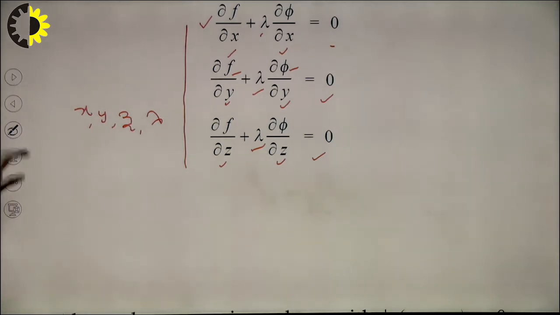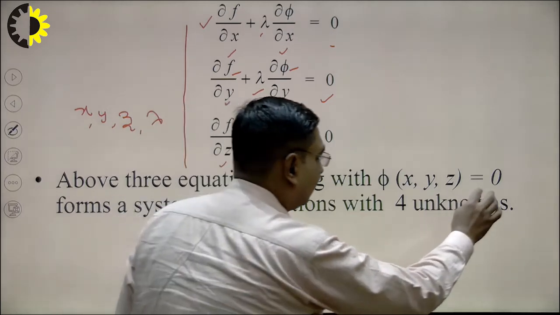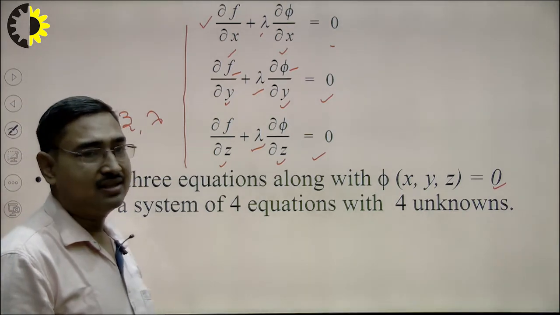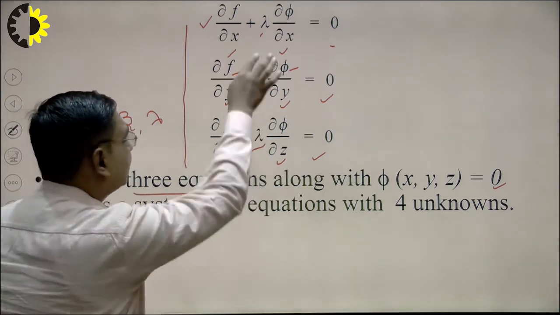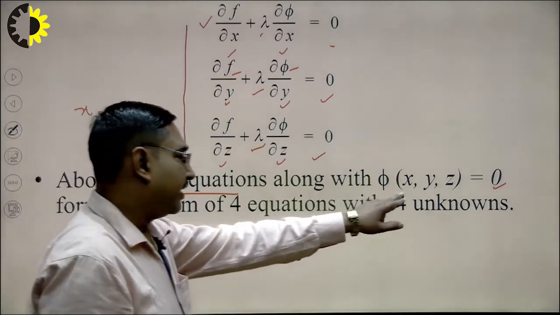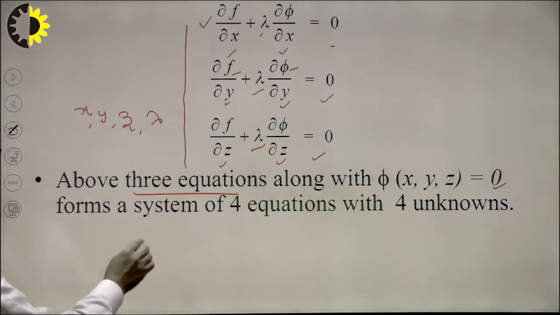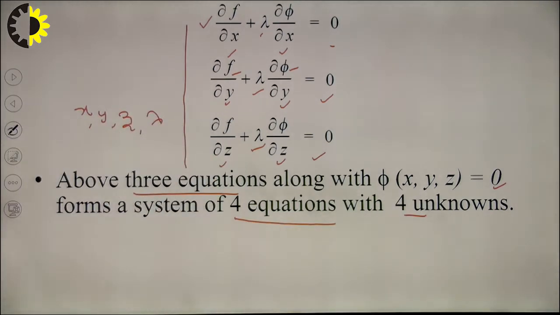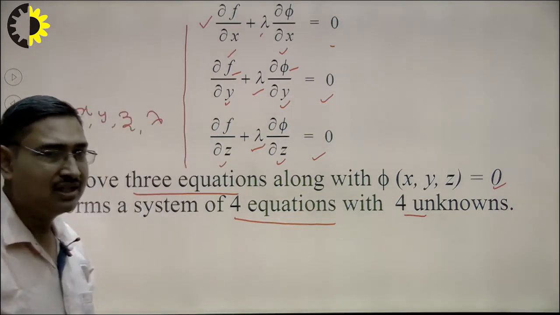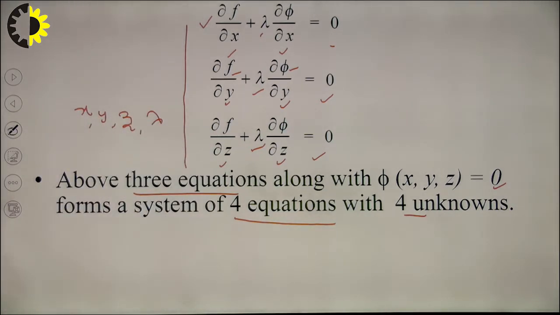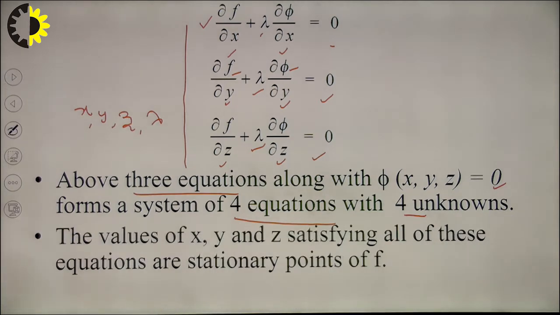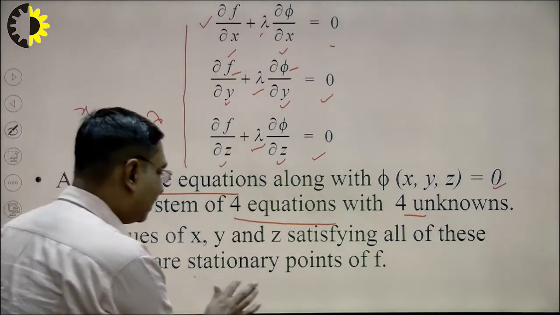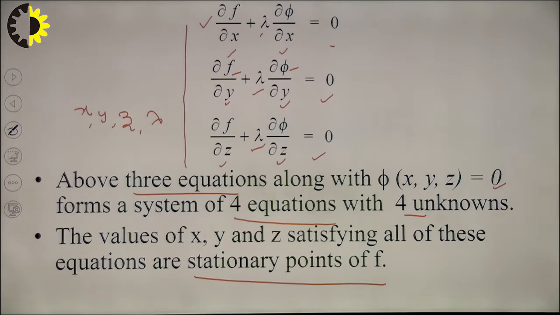Along with these equations, I have constraint phi x, y, z equal to 0, which is also a relation in x, y and z. Thus, three equations written here along with phi x, y, z equal to 0 forms a system of four equations with four unknowns. These equations can be solved at least theoretically to give x, y and z. The values of x, y and z satisfying all of these four equations are stationary points of this function f.